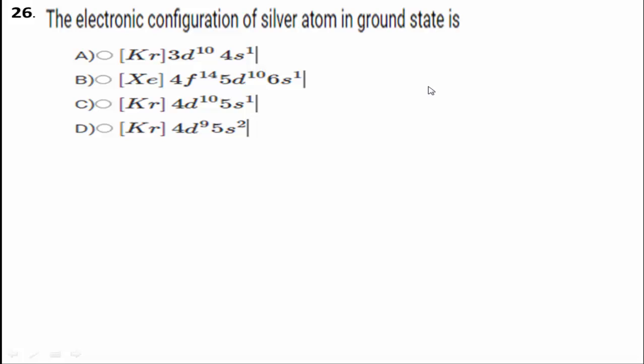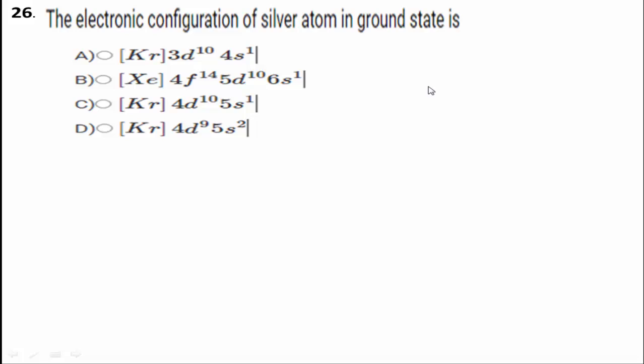The electronic configuration of silver atom in ground state is. See the question once again. The electronic configuration of silver atom in ground state is. Remember the ground state. The options are given here. Option A, means option number 1, krypton 3d10 4s1. Option B, xenon 4f14 5d10 6s1. Option C, krypton 4d10 5s1. And option D, krypton 4d9 5s2.